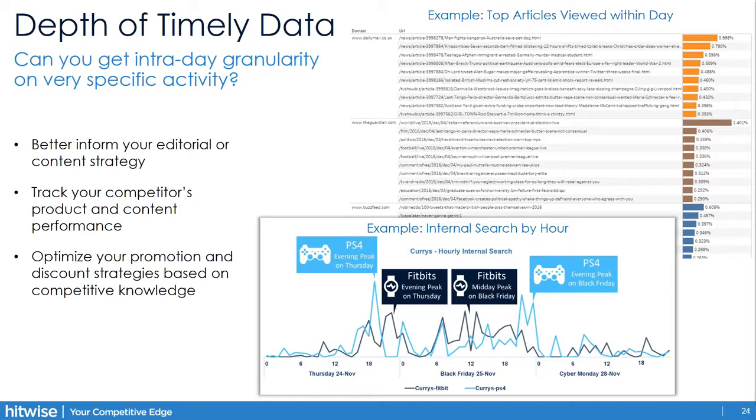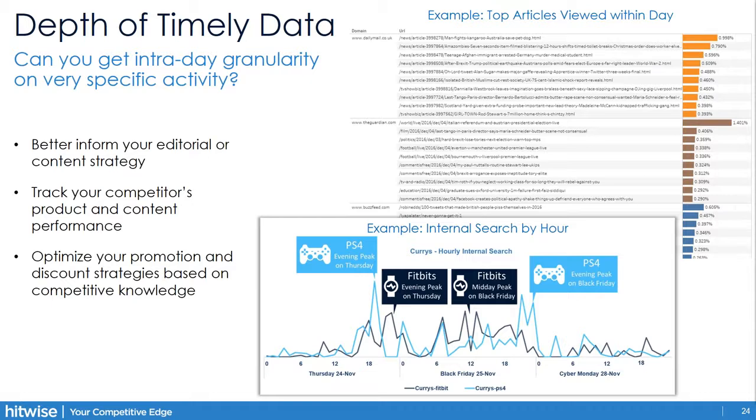These types of insights can also help you track your competitor's product or content performance. This is how you can determine if you need to change or add content in order to steal customer attention away and ultimately conquest visitors to your competitor's site.